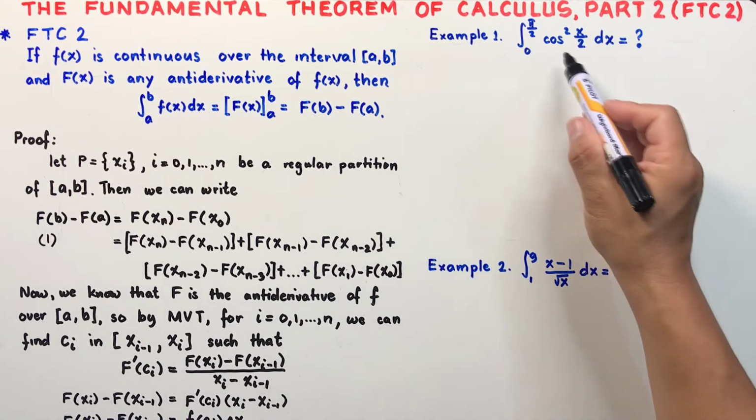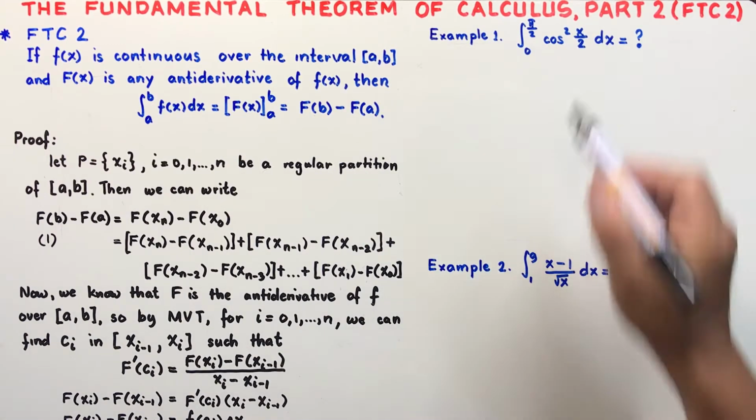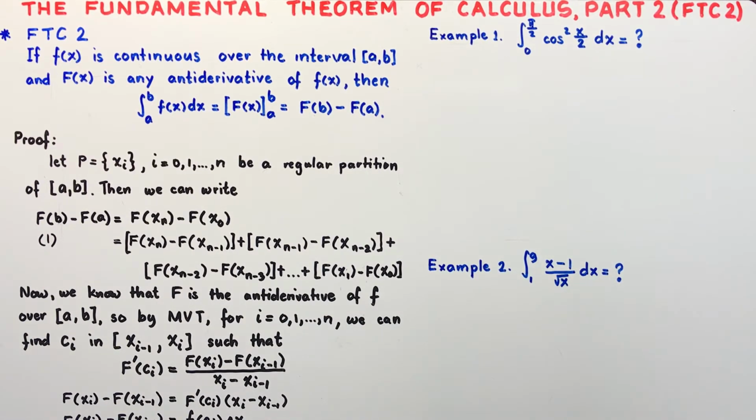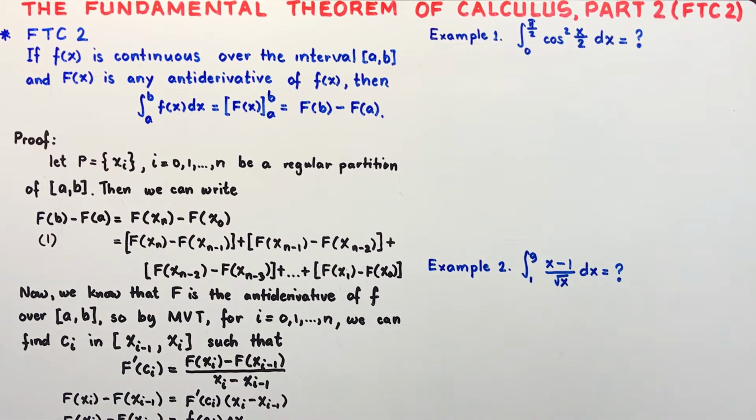But if you apply the power rule here, our base is cosine x over 2. And by the chain rule, we need to find the derivative of cosine x over 2, which is negative sine. But we cannot see here a negative sine. So therefore, we cannot directly apply the power rule in integration here.